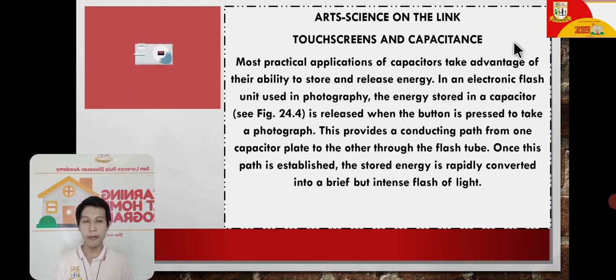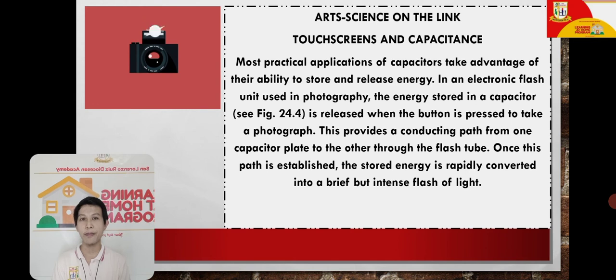Most practical applications of capacitors take advantage of their ability to store and release energy. In an electronic flash unit used in photography, the energy stored in the capacitor, see the figure on the left, is released when the button is pressed to take a photograph. This provides a conducting path from one capacitor plate to the other through the flash tube. Once this path is established, the stored energy is rapidly converted into a brief but intense flash of light. So, ganun pala yun. Magkakonekta yung button na yun sa capacitor, nako-convert agad yung electricity into light energy. Kaya nagbibiglang flash.